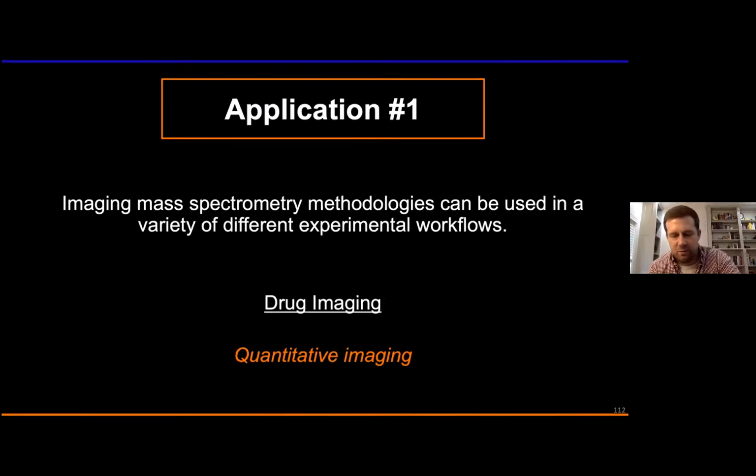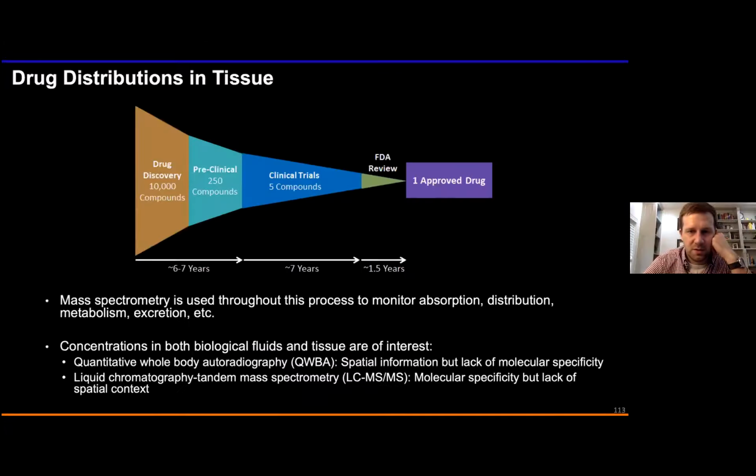Okay, I'm running a little low on time, so I'll talk about a few applications in brief. I'll just say that we can perform drug imaging and that there are ways that we can do quantitative imaging. This is important in the pharmaceutical industry, obviously, because we want to monitor different absorption, distribution, metabolism, and excretion profiles of drug compounds as they go through the development pipeline.